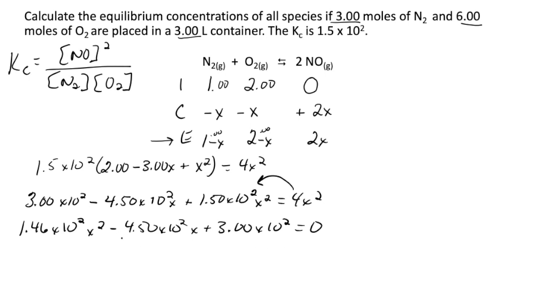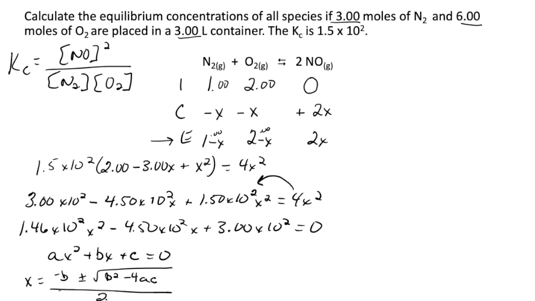At this point, because this is not a perfect square, I am going to have to follow my quadratic equation of ax squared plus bx plus c equals 0. And in order to solve this for x, we will have negative b plus or minus the square root of b squared minus 4ac all over 2a.